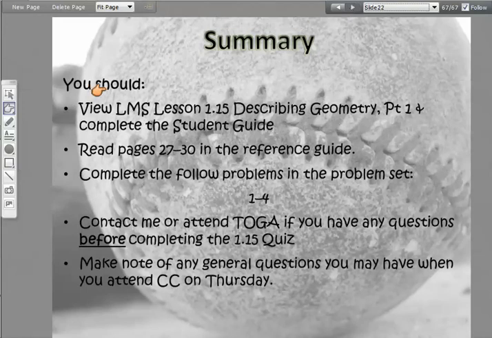What you need to be doing after you watch this video is reading through the LMS lesson. It does give you a little bit more detail than what I gave you here. Read through the pages in your reference guide. Work these 4 problems in your problem set. Be sure to call me if there's anything you don't understand about a coordinate plane, because we're going to be using it a lot. And make note of any general questions you have when you attend CC on Thursday.